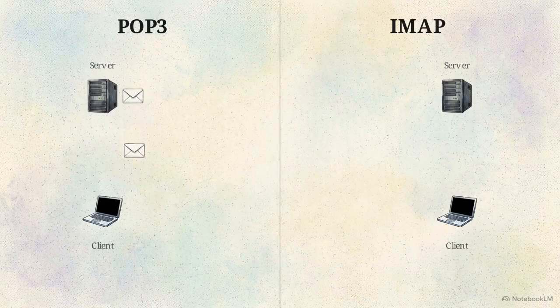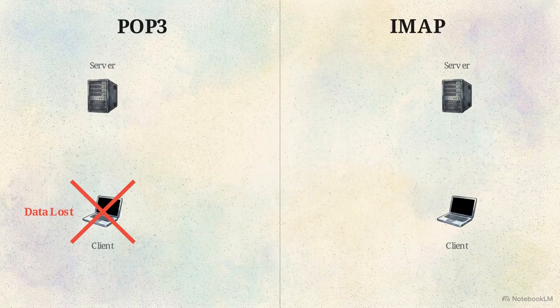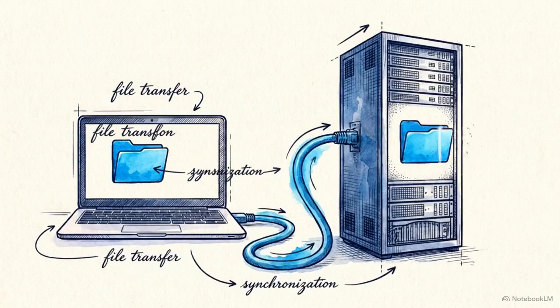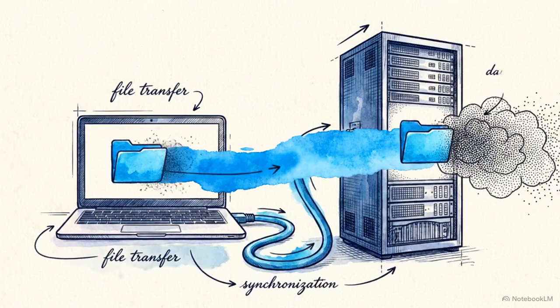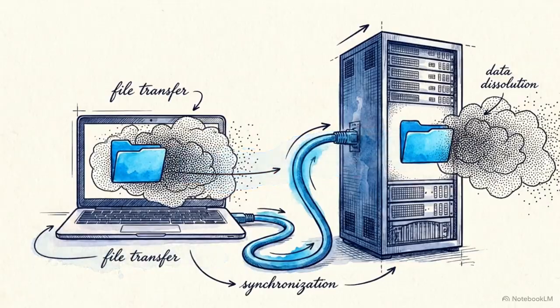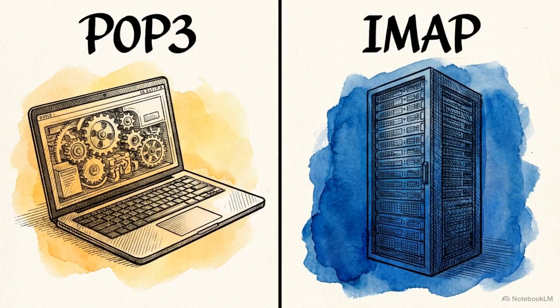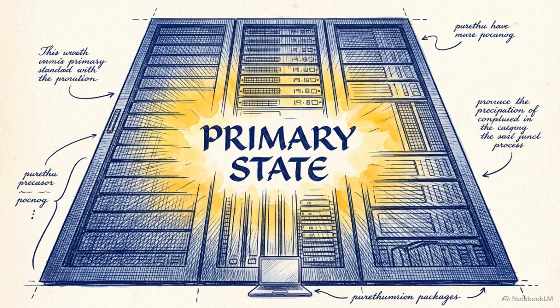POP3 downloads messages locally and deletes the server copy, meaning if the machine crashes, data is permanently lost. Alternatively, IMAP downloads a copy but securely retains the original on the server, dynamically synchronizing exact folder hierarchies between the server and the client. This creates true state synchronization. Deleting a message locally forces a synchronized deletion on the server, ensuring the state remains identical across all connected devices. Choosing between POP3 and IMAP is not a matter of software preference. It is a strict architectural decision about where the master record of data resides.